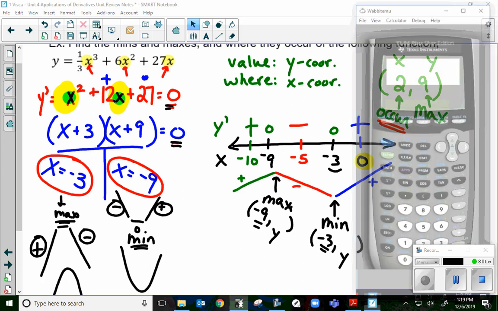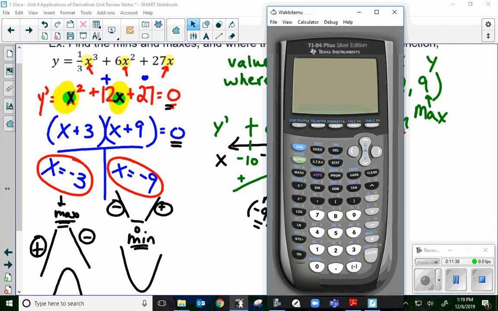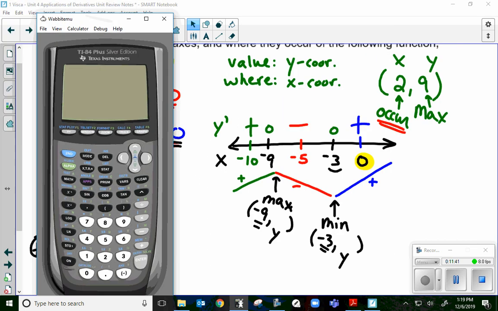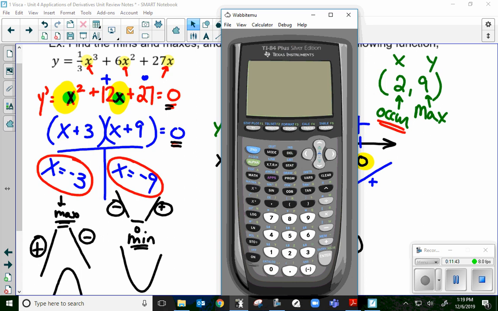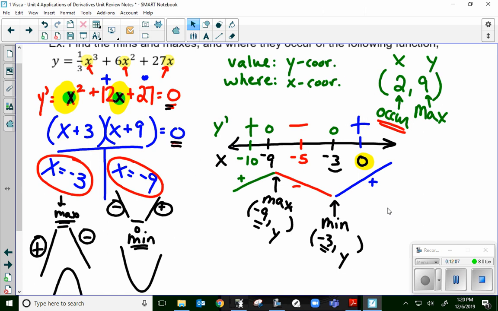All right, I will do this on the calculator for the sake of time, although I already did this problem out. And I'm going to type it in my calculator just as it is on the board. Alpha y equals, enter 1/3. I'm going to have negative 9 cubed, right? Plus 6 times negative 9 squared. Plus 27 times negative 9. And I get 0. So I know the maximum is 0, and that it occurs when x is negative 9.